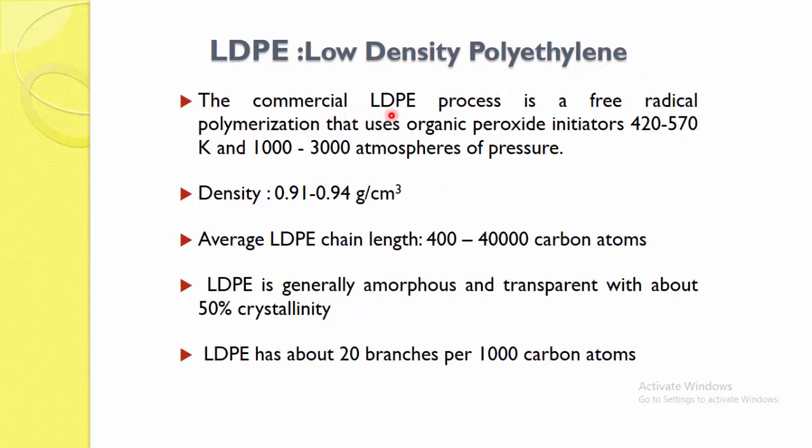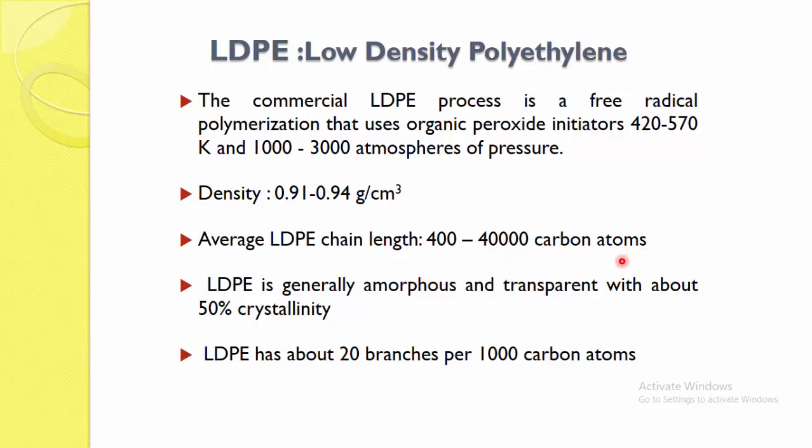The commercial low density polyethylene process is free radical polymerization. It is formed by free radical addition polymerization that uses an organic peroxide as an initiator, at 420 to 570 Kelvin with a pressure of 1000 to 3000 atmospheres. With this, LDPE can be formed.